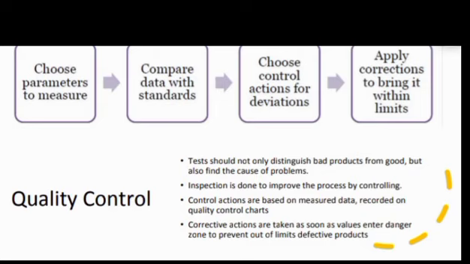Inspection is done to improve the process by controlling. Control actions are based on measured data recorded on quality control charts. Corrective actions are taken as soon as values enter the danger zone to prevent out-of-limit defective products.